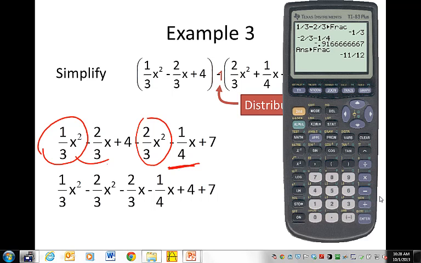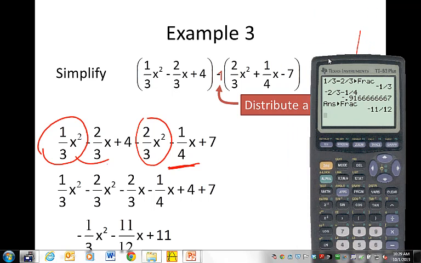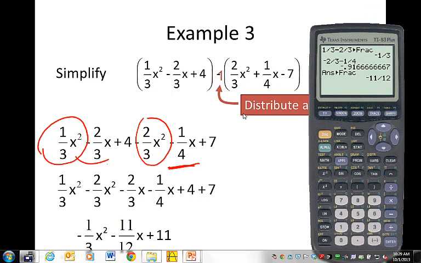It'll push that back into fraction form. So minus 11/12, and then it'll be 4 plus 7. You can do that, plus 11. So negative 1/3 x squared minus 11/12 x plus 11. So even with fractions, we'll be okay. You can use the calculator to crunch these out. This is not a lesson on getting a common denominator.